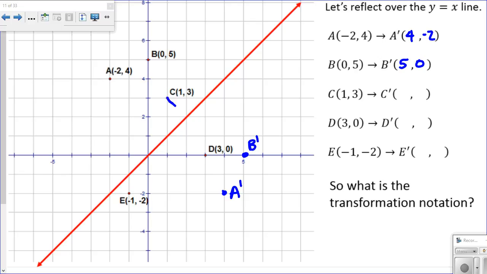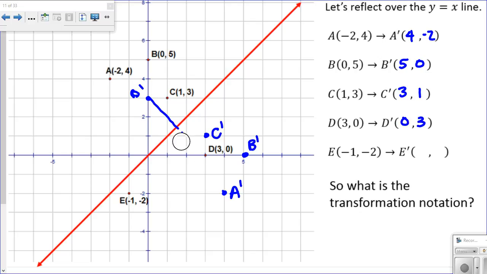C is just 1 diagonal away, so it has to be the same, going in that same direction. So there's C prime, which is at (3, 1). D is on this side, so it's 1.5 diagonals away, so a half and a 1. So D prime, I'm sorry, would go here, which is at (0, 3).